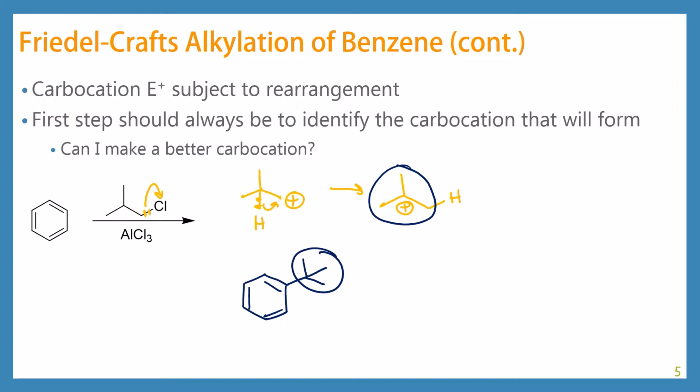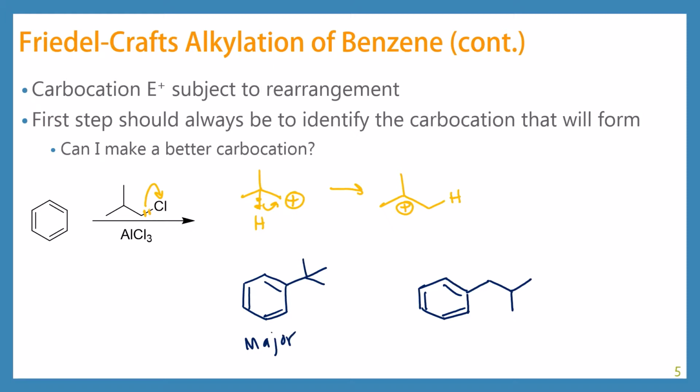If you don't understand how this reaction works, then what you would probably draw on a quiz or an exam if I gave you this problem would be this. And that product might form a little bit, but it's going to be a very minor product, and this would be our major product. So understanding how the electrophile forms in a Friedel-Crafts alkylation is very, very important if you want to get your answers correct.